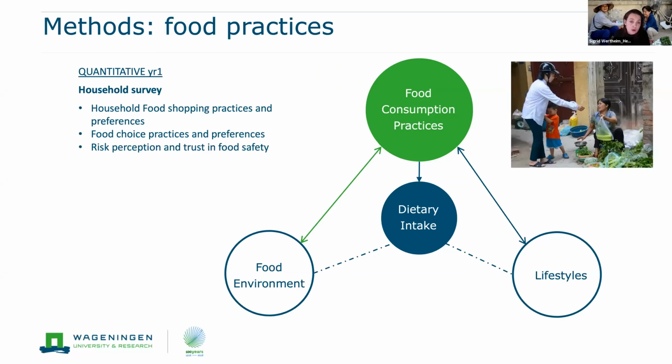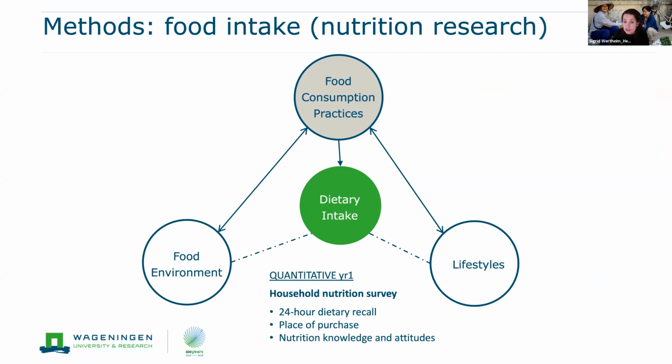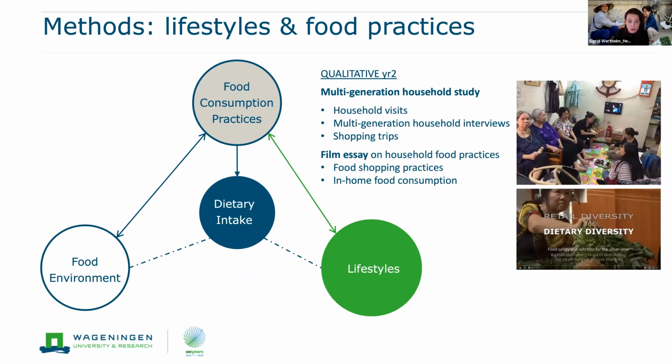This was complemented by a 24-hour dietary recall among the same group of people, the same 400 women. And this 24-hour diet recall was combined with also asking about the place of purchase, so we could directly relate what people ate to where they purchased, in relation to the food environment they live in, as well as in relation to the survey we conducted on their food consumption practices. So we measured all their doings related to their dietary intake in relation to the food environment.